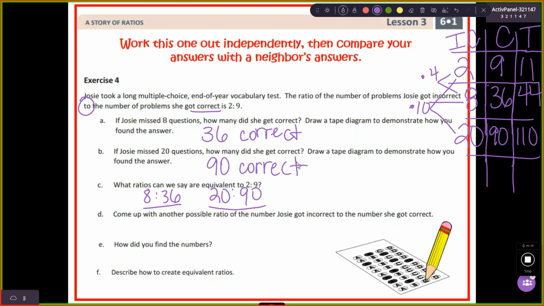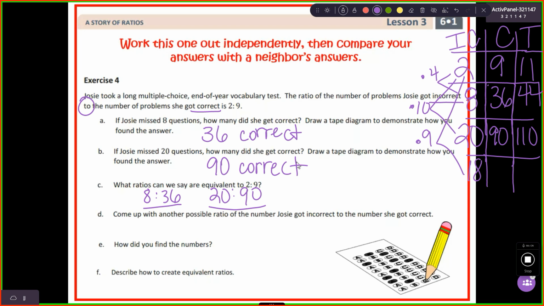Pick a number. Anybody? I hear 5. I hear 6. I hear 9. Raise your hand if you want to choose 5. Raise your hand if you want to choose 9. All right, we'll do 9. So 2 times 9 is 18. Well, that would be 18 incorrect. Oh man, that sounds like a lot incorrect, huh? All right, but let's find out how many she got correct.